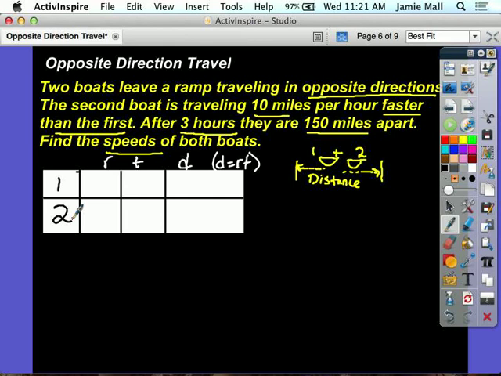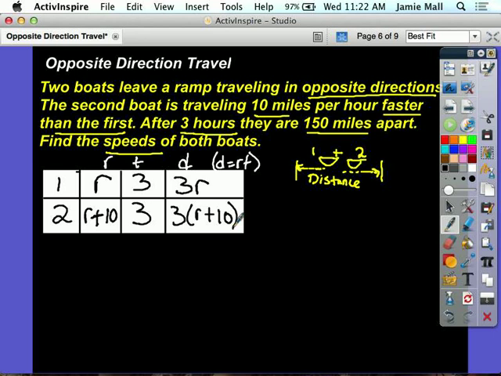Since we're finding the speed of both boats, our variable is R for the first boat and 10 miles per hour faster for the second boat, R plus 10. It reminds me of the perimeter problems if the length was 10 more than the width. The time traveled for both of them is 3 hours, so I'm going to fill in 3 for the time, and we know that distance equals rate times time, so my distance is 3R for the first boat, 3 times the quantity of R plus 10 for the second boat.